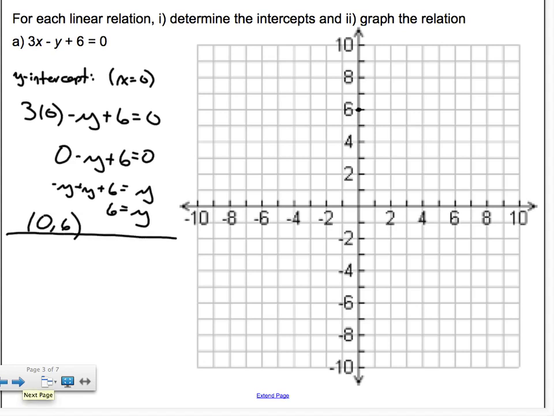Well, how about the x-intercept? How could we calculate the x-intercept? At the x-intercept, basically where it's crossing our x-axis, the value of y is equal to 0. So we do the same thing, except now we're plugging in y is equal to 0. So 3x minus 0 plus 6 is equal to 0.